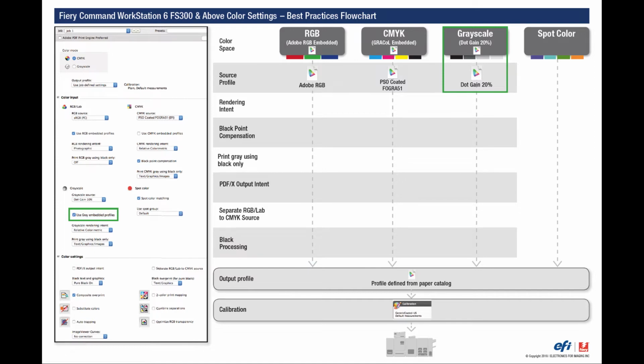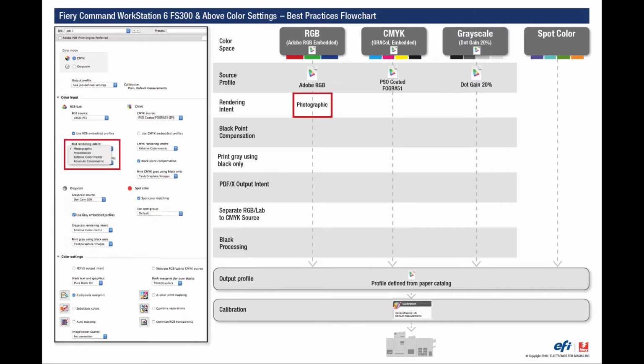Since this is a new feature, I want to spend a little more time on it. All the grayscale source profile really affects is the gamma, or the contrast. So if you find that your prints are looking too washed out, you might want to try a lower dot gain. And if the black and white prints, or the images that you know are coming in as grayscale, not CMYK or RGB, are printing too dark, then you might want to go to a little bit lighter dot gain setting.